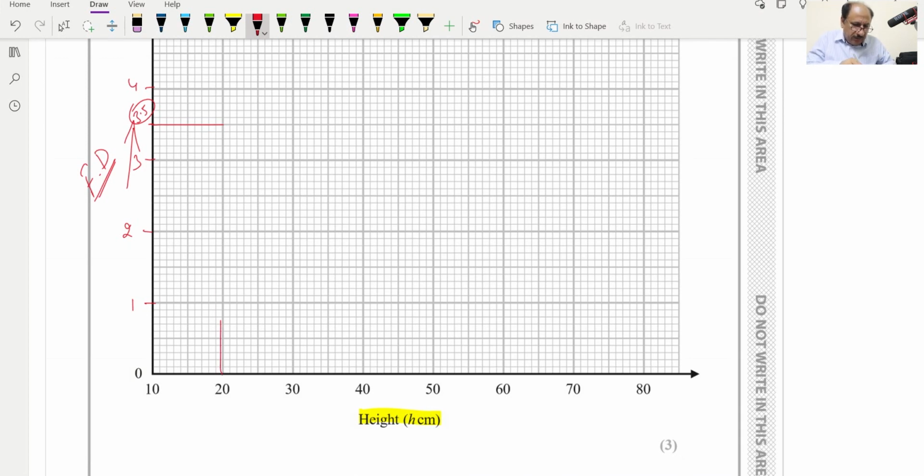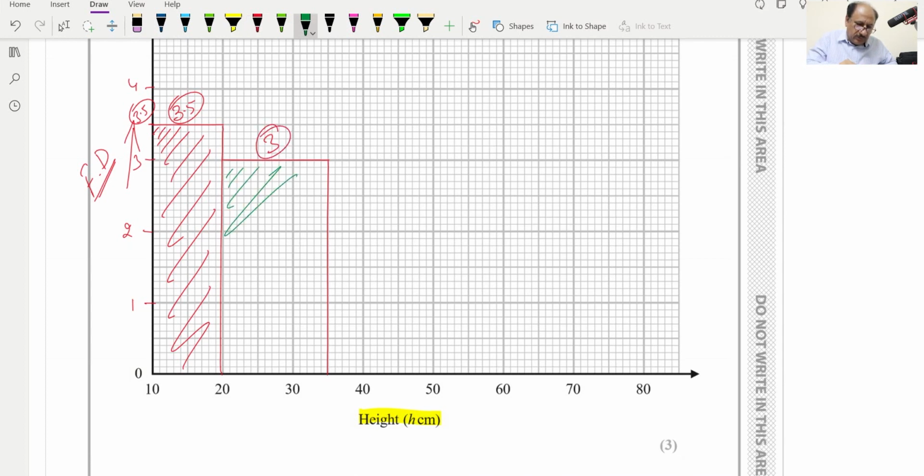So from 10 to 20 range, this will be the histogram, and the height of the column is 3.5. And the next is 3. So 20 to 35 is 3, and 3 is up to this point, so we can draw over here, which is up to 35, and this will be 3. And this one we can shade in a different color, like this is the second histogram.